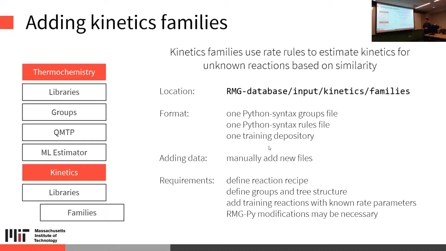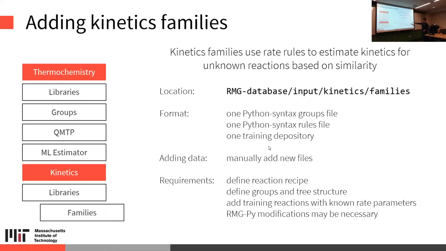But if you want to model something that's a bit out of the scope of what RMG can handle currently, it's possible that there are new types of reactions that you might need to add. So a reaction family or Kinetics family is defined by a groups file, a rules file, and at least one training depository. Right now there's no script to help you make a Kinetics family. You basically have to write them manually, and we usually do that just by copying an existing family and then adjusting it.